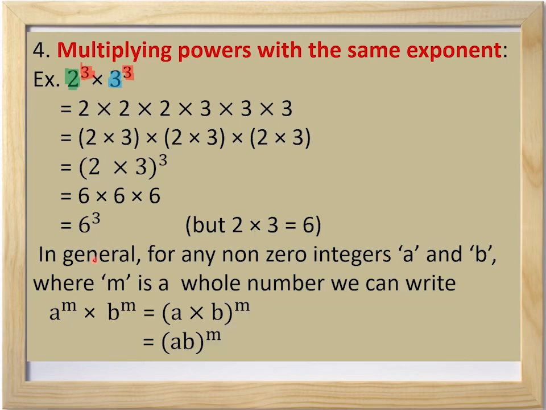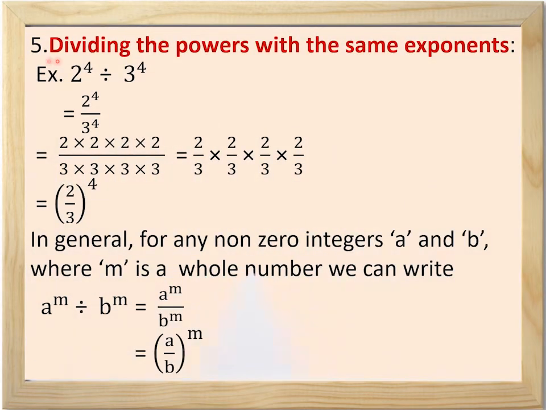Is it clear? So in general, for any non-zero integers a and b, where m is a whole number, we can write a raised to the power of m into b raised to the power of m is equal to a into b the whole raised to the power of m, or a into b can be written as ab the whole thing raised to the power of m. Is it clear, children?